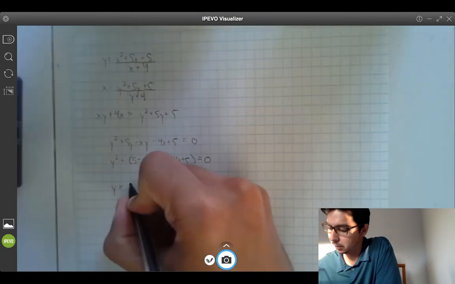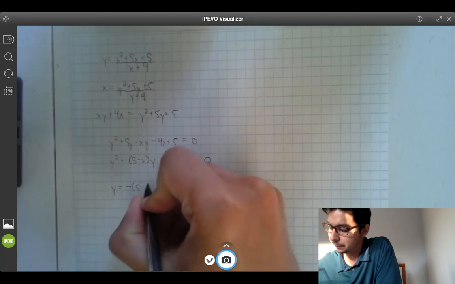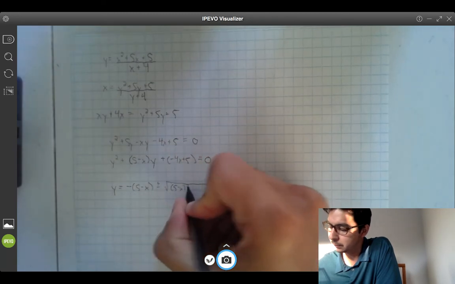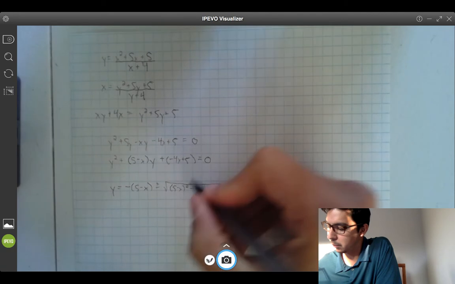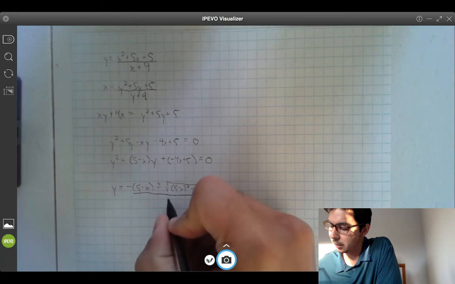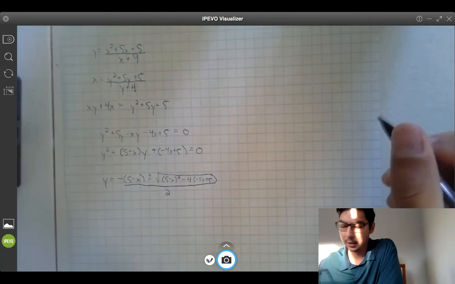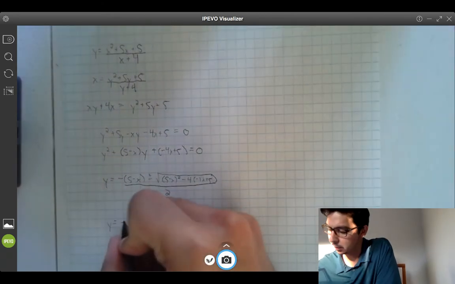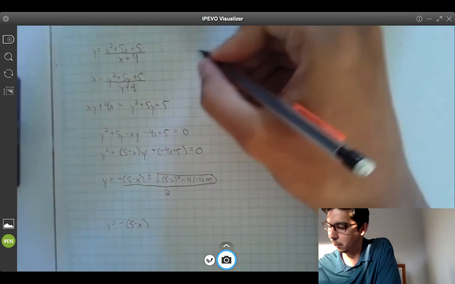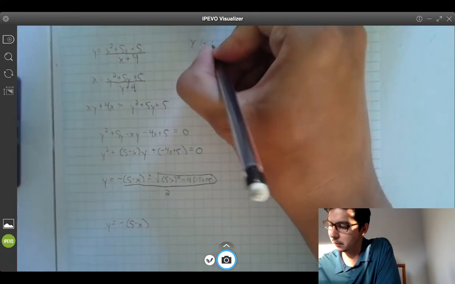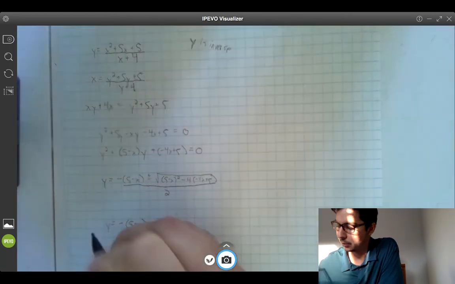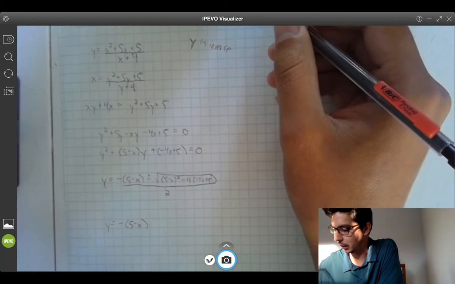So then you get y equals negative b plus or minus the square root of b squared minus 4 times a, which is 1, times c, all over 2 times a, which is just 2 here. And then what you end up getting from here, there are some interesting things that happen. Remember that this y is the inverse. I guess that's why I don't like calling it y. So we're talking about the inverse of this function up here.